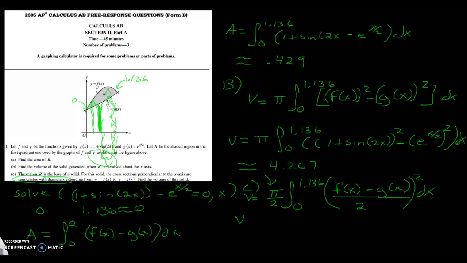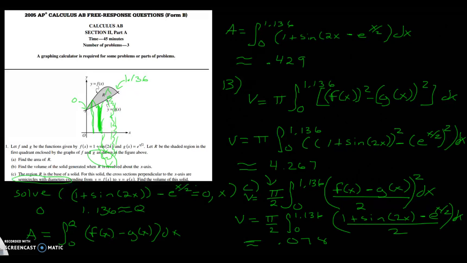So now volume is going to equal pi over 2 times the integral from 0 to 1.136. F of x was the 1 plus sine 2x minus e to the x divided by 2 dx. And when you use your calculator, you're going to get approximately about 0.078. And I hope this video helped.